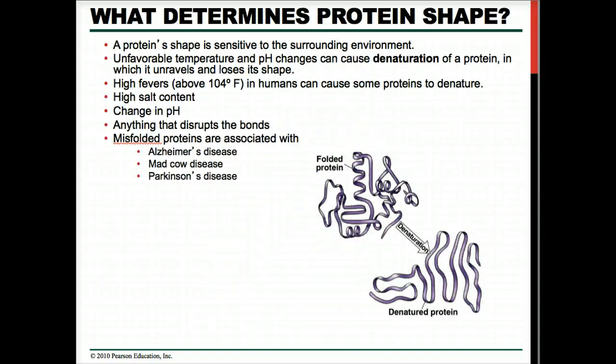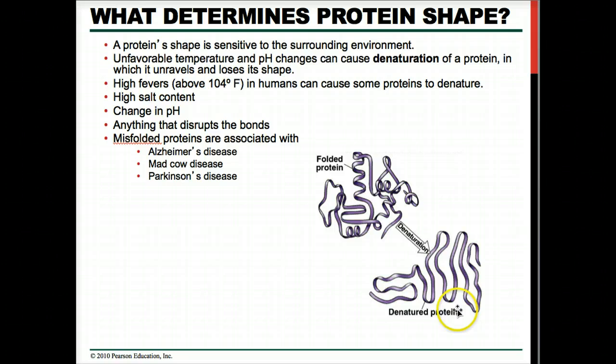What determines the protein shape? Protein shape is very sensitive to the surrounding environment. Guys, remember when proteins are in a cell, there's water and ions and all kinds of other crazy things happening in the cell. So unfavorable conditions such as high temperatures and pH changes can do something called denature the protein. Here is a picture of a denatured protein. So here's the folded protein. When you add high temperatures or you change the pH or you change the salt concentration, you denature that protein.